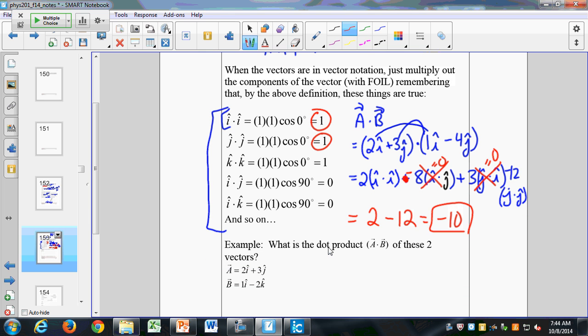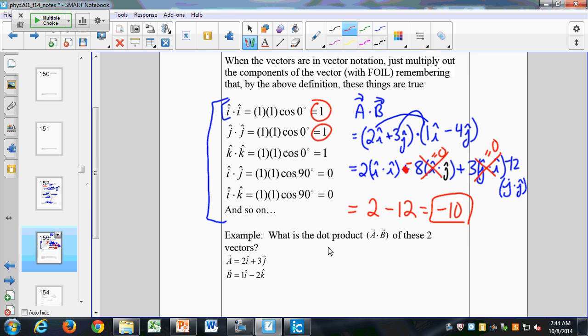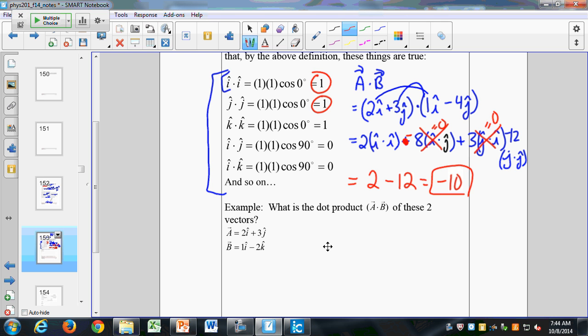Oh, I had another example down here. Is it the same? It's very similar. Yeah, so alright, you can do that one on your own if you like. Let's see. I don't have the answer here.